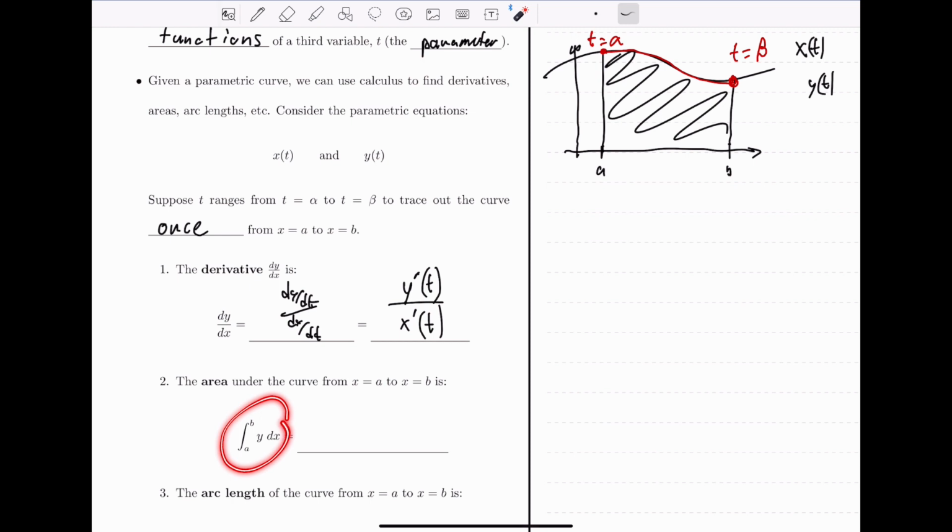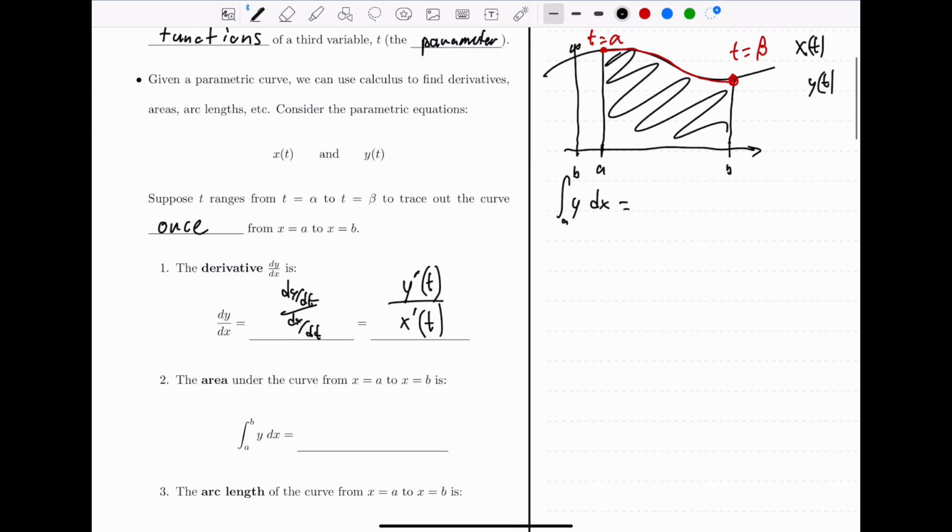How do we write this integral in terms of the parametric functions? Well, let's take a couple steps to do this. We have the integral of y dx from x equals a to x equals b. Y we can think of as the function y of t. And then ultimately we're going to be integrating with respect to t. So we'll add alpha and beta as the limits of integration. And then we'll think of y here as the expression in terms of t. So we have the expression for y in terms of t.